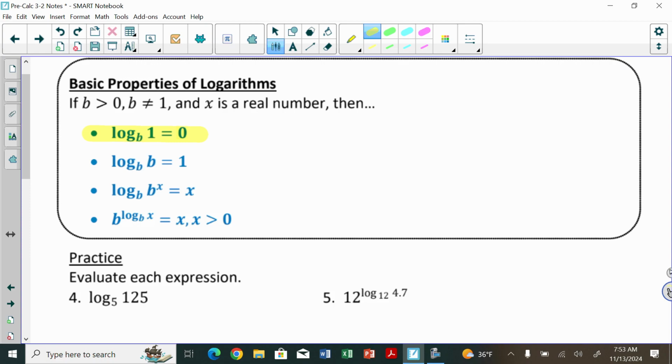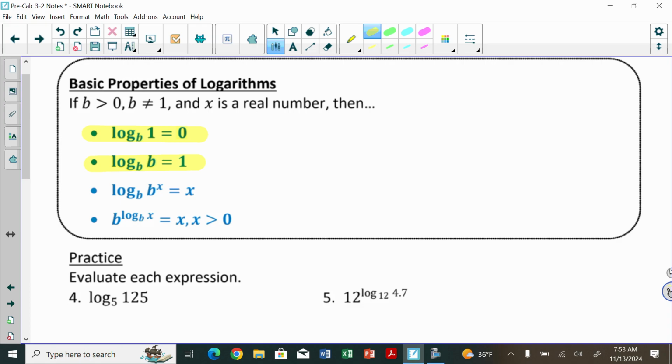We also know that log base b of b equals 1. So we'll use these to kind of help things out. Obviously, there's going to be different numbers for b and x. So we can use these to kind of help certain problems later on.